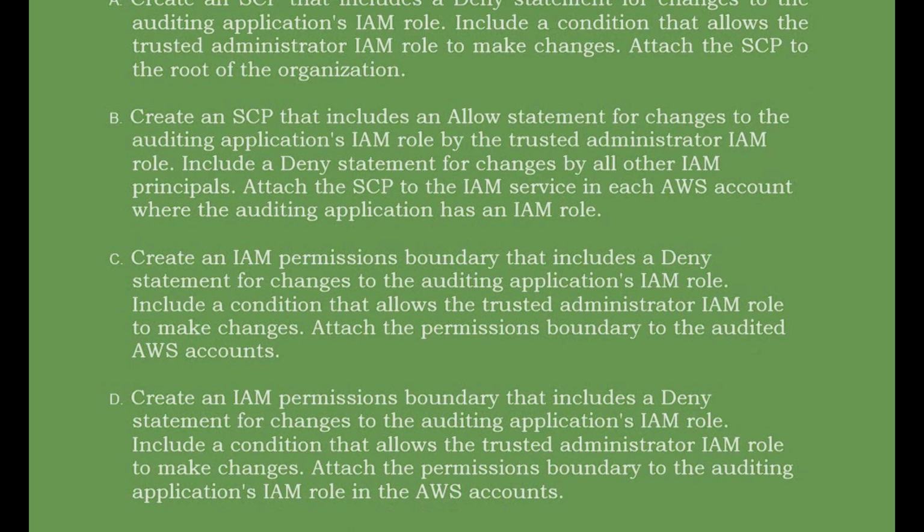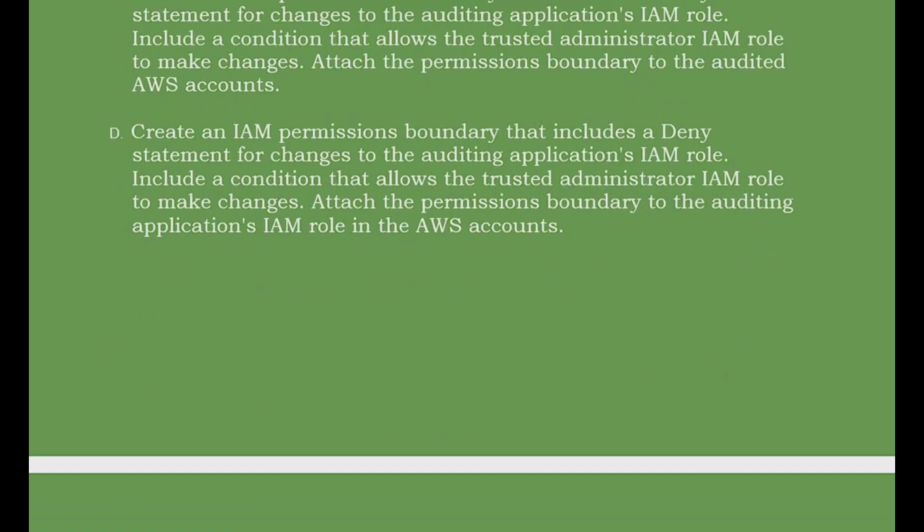Option D, create an IAM permissions boundary that includes a deny statement for changes to the auditing application's IAM role. Include a condition that allows the trusted administrator IAM role to make changes. Attach the permissions boundary to the auditing application's IAM role in the AWS accounts. Correct answer is option C.